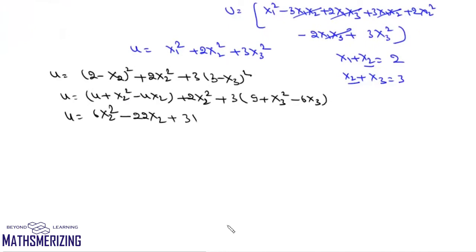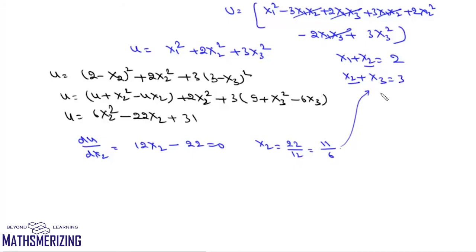Now we need to minimize it. So we'll differentiate with respect to x2. So dU upon dx2 will be 12x2 minus 22, and it should be 0. So value of x2 should be 22 by 12, and it will be 11 by 6. Now once we have the value of x2, we can find the value of x1 and x3.